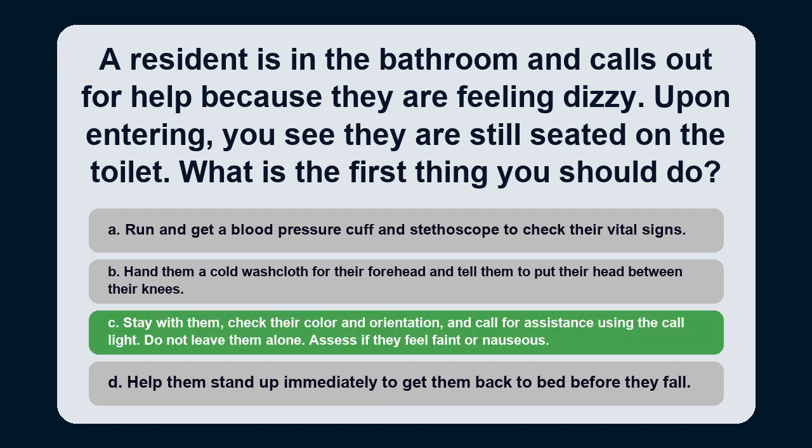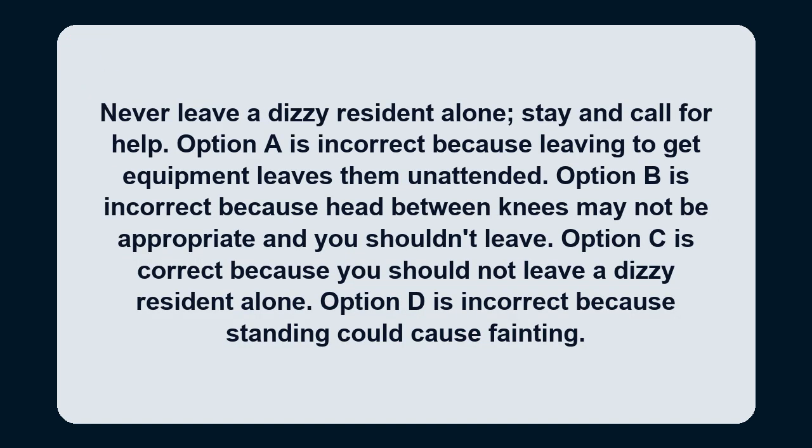The answer is C. Never leave a dizzy resident alone. Stay and call for help. Option A is incorrect because leaving to get equipment leaves them unattended. Option B is incorrect because head between knees may not be appropriate and you shouldn't leave. Option C is correct because you should not leave a dizzy resident alone. Option D is incorrect because standing could cause fainting.